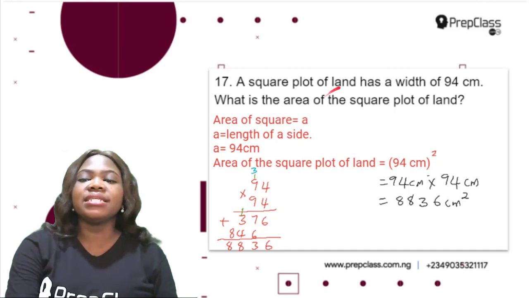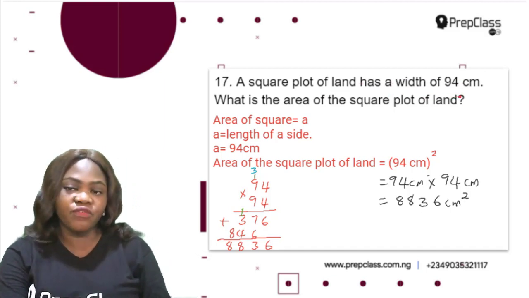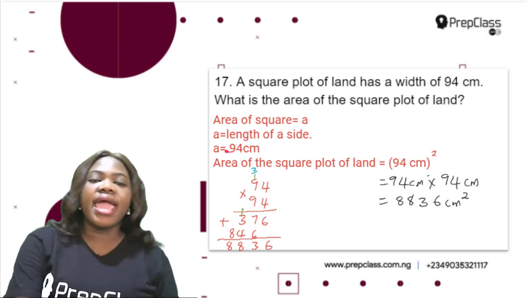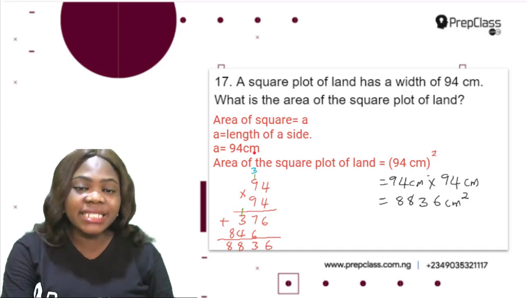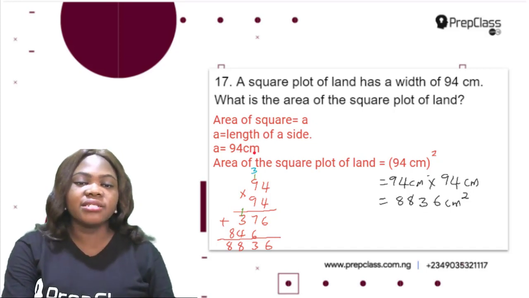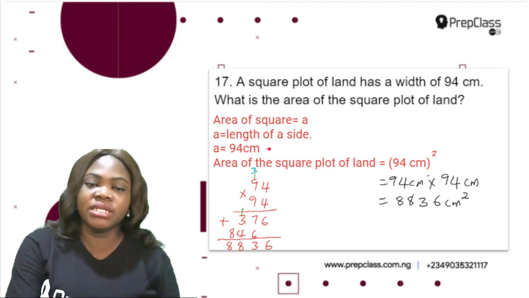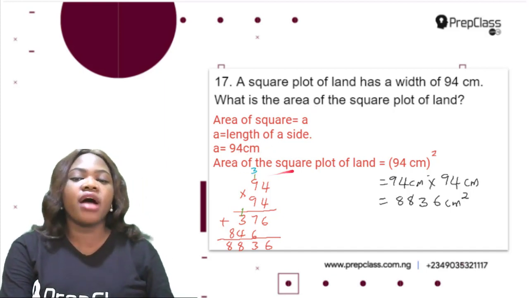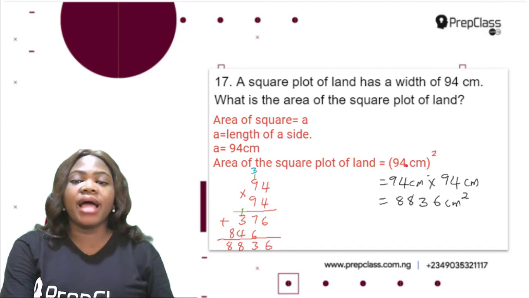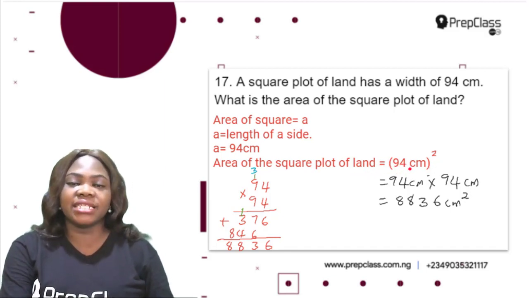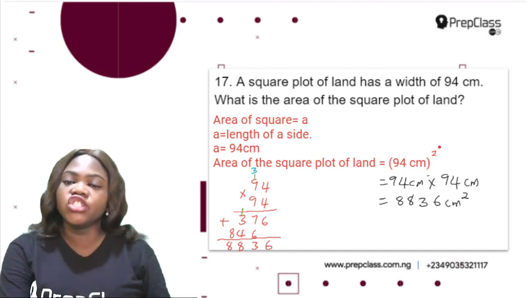So what is the width here? The width is given as 94 centimeters. So a is 94 centimeters. The length of one side of this square plot of land is 94 centimeters. Now we have to find the area of the square plot of land. Remember, the area of a square is a squared. So a here is 94 centimeters, so we square it. So we have 94 centimeters squared.